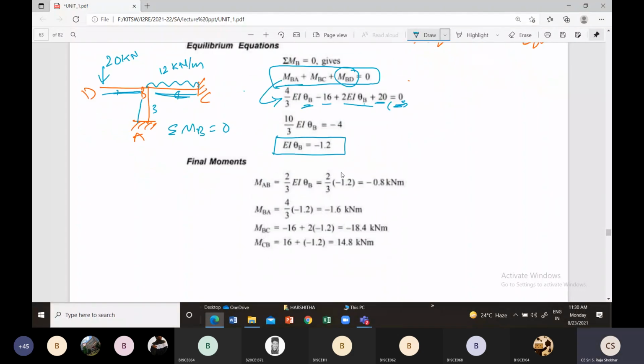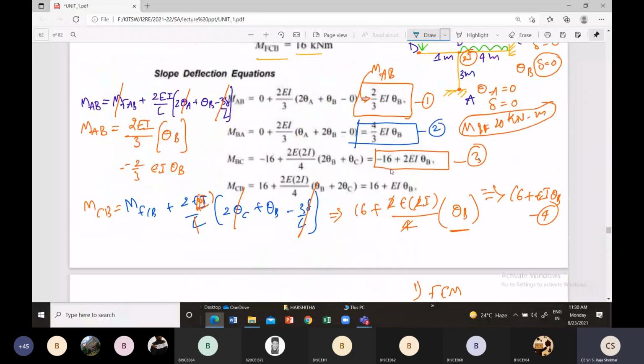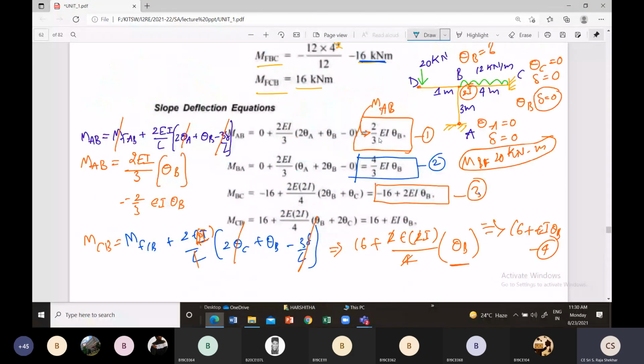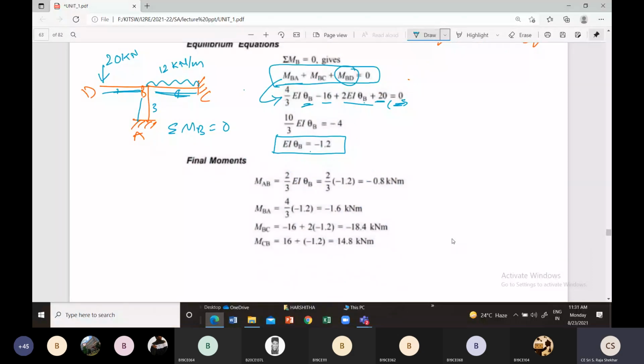Now substitute EI theta B in step 2, in the slope deflection equations we developed. In this equation, substitute, MAB is equal to 2 by 3 EI theta B. Substitute EI theta B in the MAB equation, equations number 1, 2, 3, 4. Substitute the EI theta B values. Then you will get MAB, MBA, MBC and MCB values.